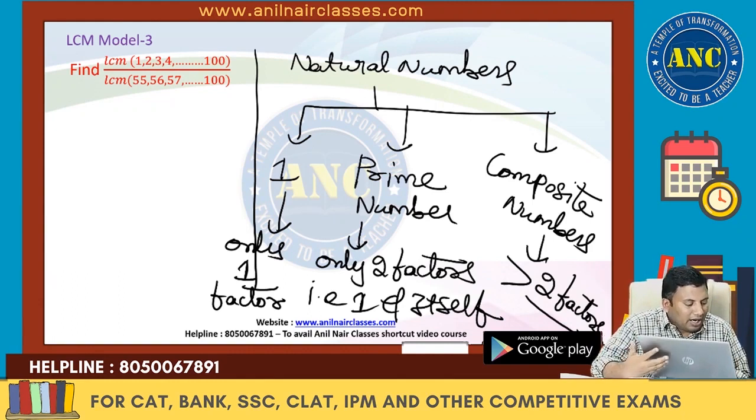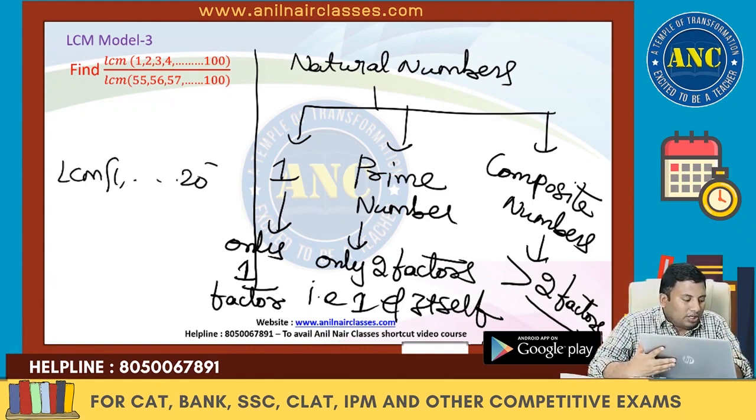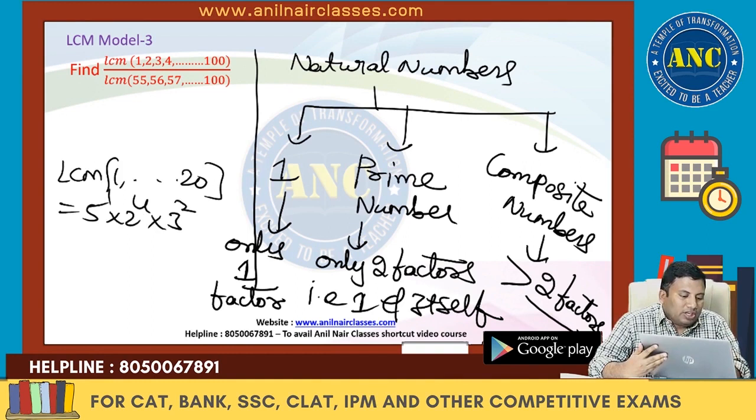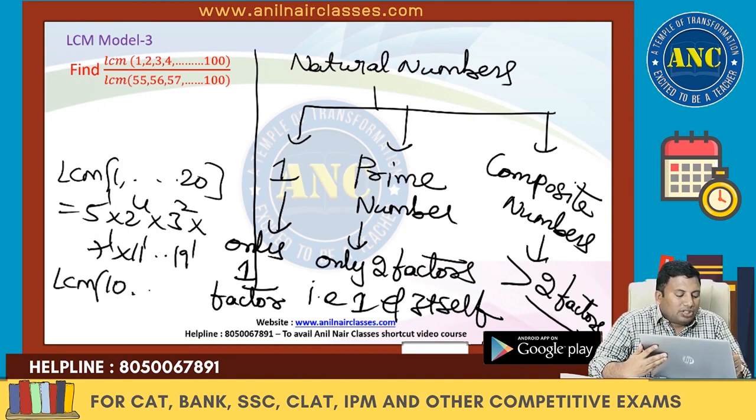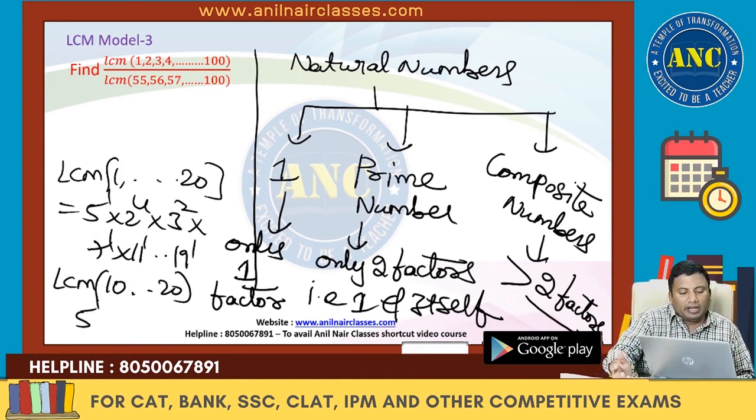Anand, I could have been in a hurry when I wrote 5 square. The LCM of 1 till 20 is 2 power 3, 3 square, 5 power 1 only, 7 power 1, 11 power 1, 19 power 1. From 10 to 20 also the same numbers will come. It is 5 power 1. In a hurry I might have written it as 5 square.